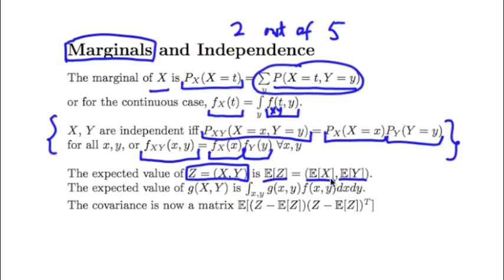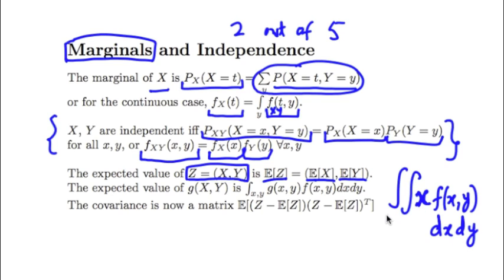And what happens is when you take the expected value of x, you basically get the integral of x f of x comma y. So this is say little x, f of x comma y dx dy. And now we have to integrate with respect to x and y. So let's say this is over the x domain, this is over the y domain. Then we can first do the integral over y.